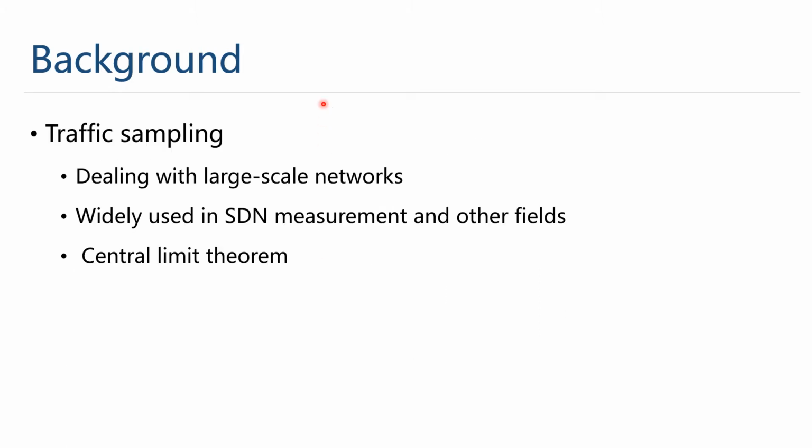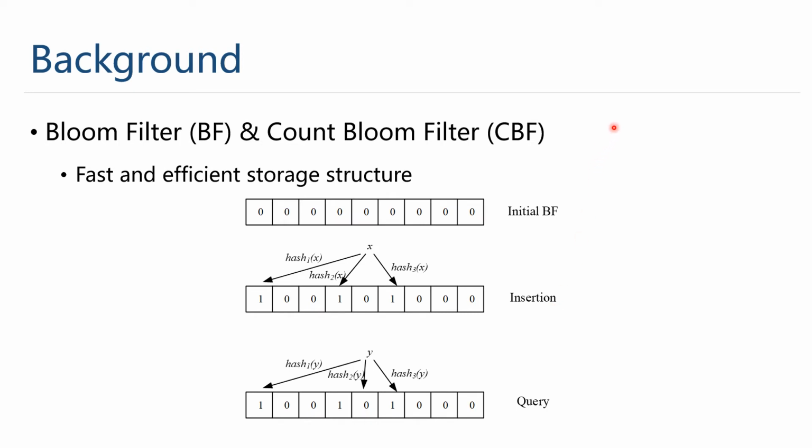Because Tor network is a part of backbone networks, the detection of Tor bridge facilitates the backbone network management. Traffic sampling is widely used in SDN measurement and other fields, and the central limit theorem can prove that the samples can represent the overall traffic. After traffic sampling, there are still many packets. To efficiently store the statistics of these packets, we design a new structure based on count bloom filter.